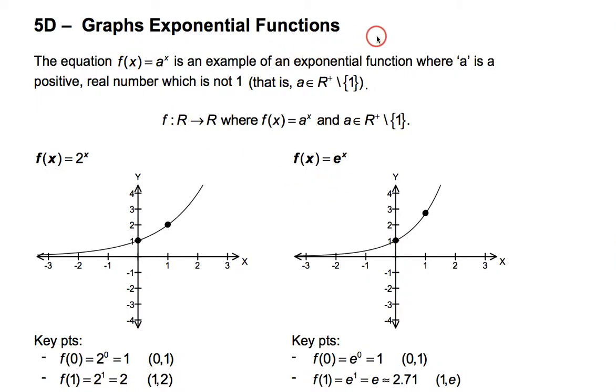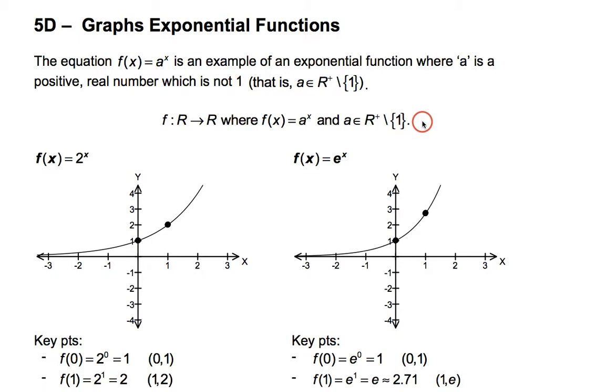Okay, we're looking at exercise 5D, graphs of exponential functions. The equation f of x equaling a to the power of x is an example of an exponential function where a is a positive real number which is not equal to 1. That is, a is an element of the set of all real numbers which are positive, excluding the value of 1. So we can have a being greater than 0, but we can't have it equal to 1.